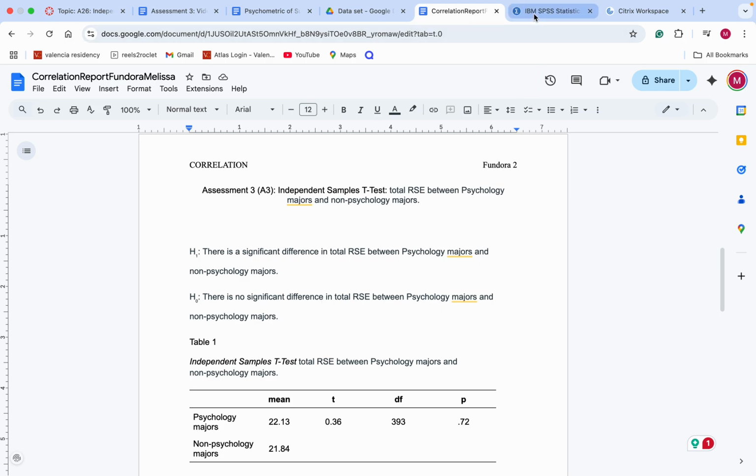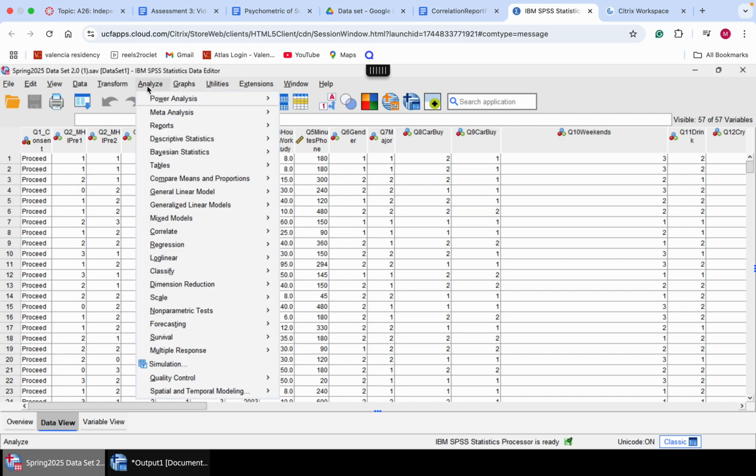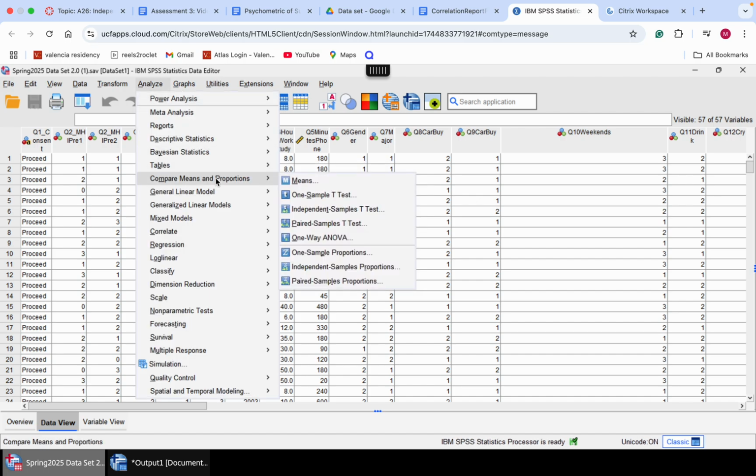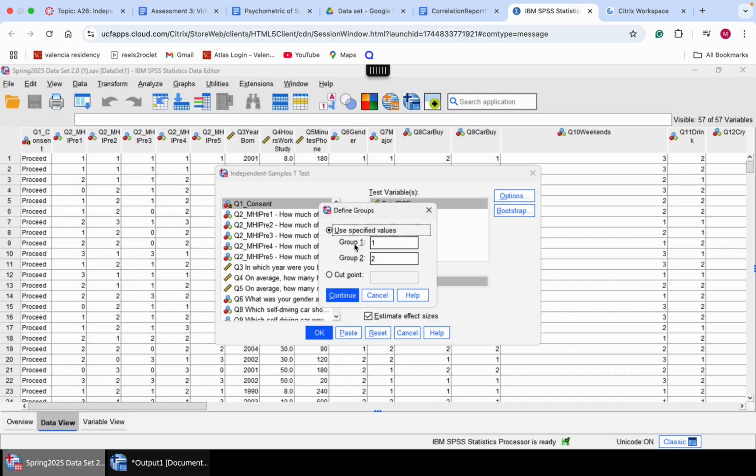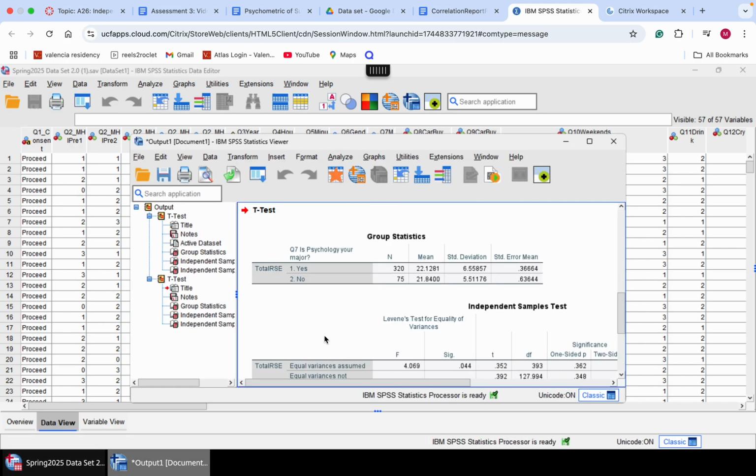So now we're going to move on to SPSS. We're going to hit Analyze, Compare Means and Proportions, Independent Samples T-Test. We have our test variable here, which is total RSE, self-esteem, and then our grouping variable, which is our psychology major, which is question 7. We're going to hit Define Groups. We're going to leave group 1 as 1 and group 2 as 2, and hit Continue and press OK. Then here we have our generated output.